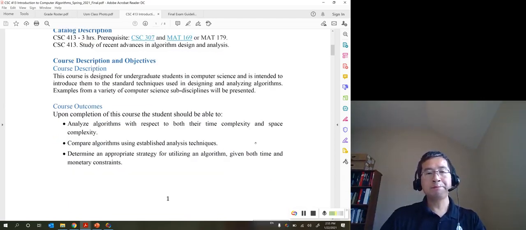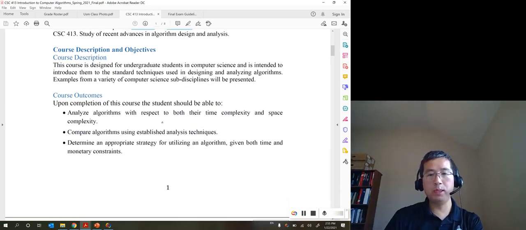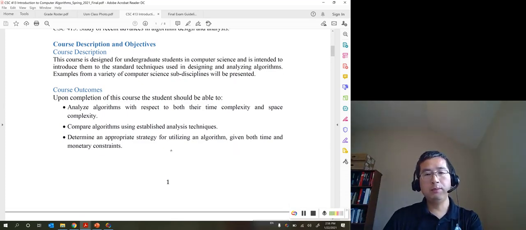Other things I think you can read by yourself, because I already gave you the ideas. Analyze and compare means do the analysis of which one is more efficient in terms of time and space, and determine an appropriate strategy for utilizing the algorithm given both time and memory constraints. That means, for example, if you have to design an algorithm, you also need to consider your environment. Are you designing the algorithm for a PC, for an embedded system, for a cell phone?